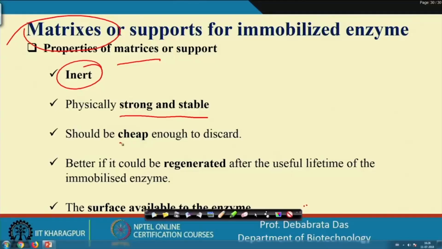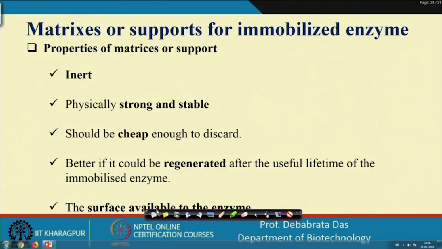So when you immobilize it, it will be an insoluble mass. Naturally, in a liquid solution, that will settle at the bottom. So you have to do some kind of stirring, and for stirring you have to have some kind of shear forces. So it should be stable and strong, otherwise degradation will take place. It should be cheap and it should be regenerable. Regenerable means we can use it again and again. And it should offer surface for the enzymes: if the solid matrix has greater surface area, then more enzyme can be immobilized on it.